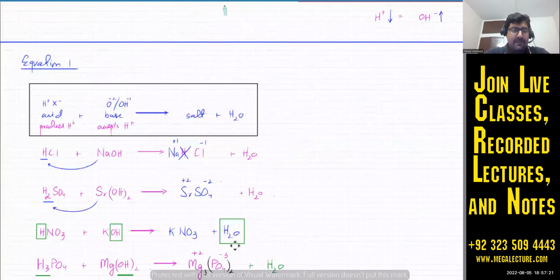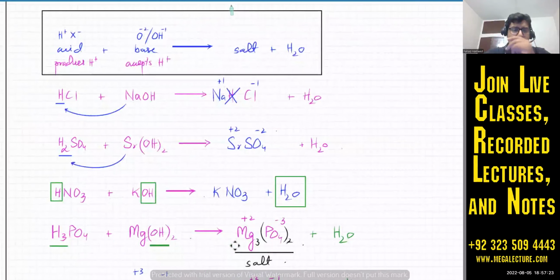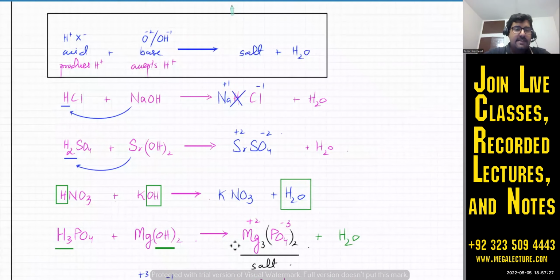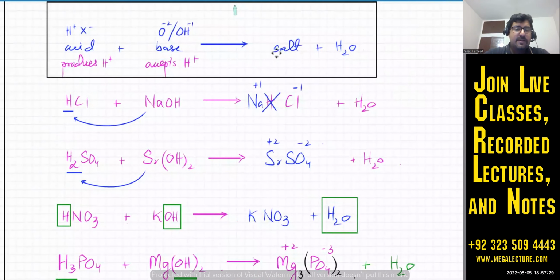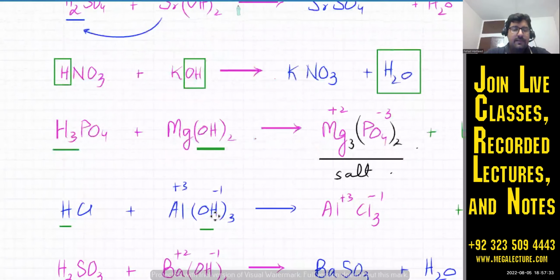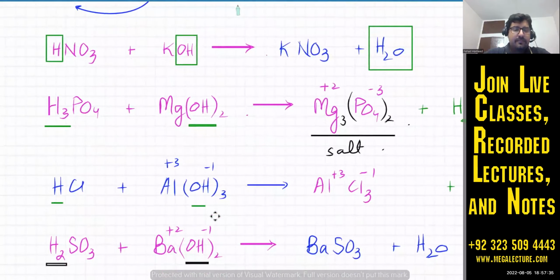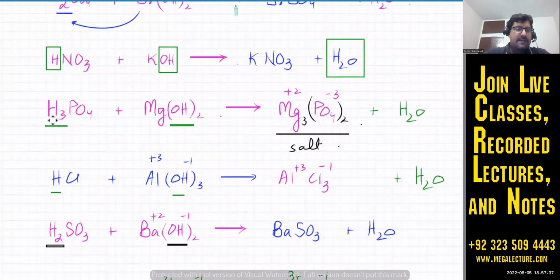So moving on, we did the first equation. We were just practicing equations. The first equation was an acid-base reaction. It produces salt plus H2O. So what happens is that you have an acid like nitric acid and a base like potassium hydroxide. The OH ions and the H plus 1 combine and form water, and whatever is left, that's your salt. K and NO3, right?